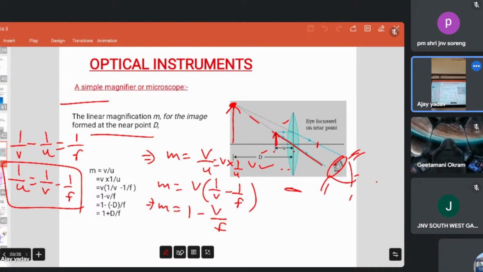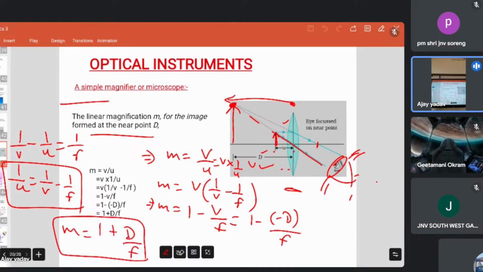So what is V? V is the image distance. Here the image distance, we will measure from the optical center in the left direction. The incident ray goes right, we will go left. So it is minus D. What is V? Minus D. So 1 minus, minus D upon F. Minus minus becomes plus. So the magnifying power is 1 plus D by F. This is the magnifying power or magnification in case of a simple microscope.